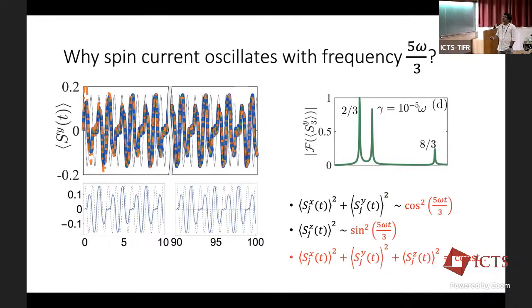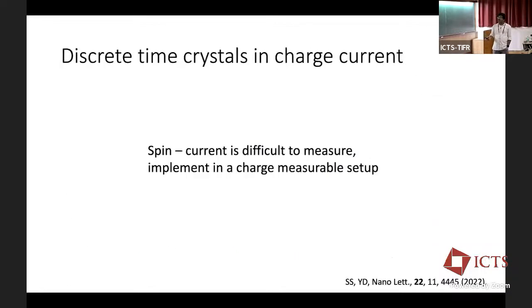Now, having said that, I showed you that I have to look for the spin currents. Looking at spin current is difficult in the sense that I have to tune my leads in a quantum dot setup to really filter up spin and down spin, and then look at the spin current. So let's implement the whole thing in a charge measurable setup.